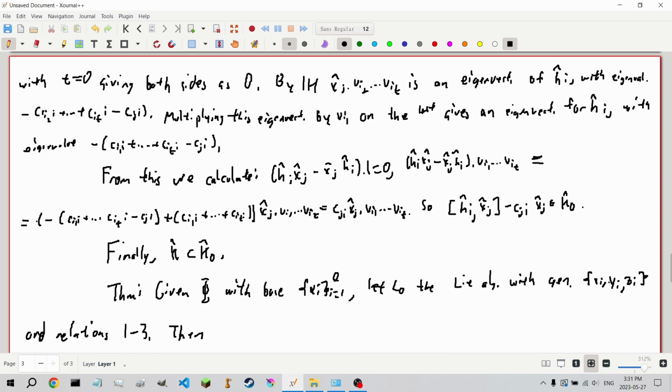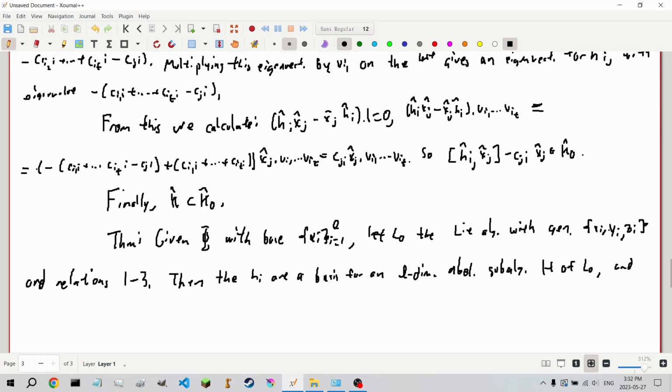And then the h_i are a basis for an l-dimensional abelian subalgebra H of L naught, and L naught is equal to the direct sum of y plus h plus x, where y and x are of course generated by the generators y and x.